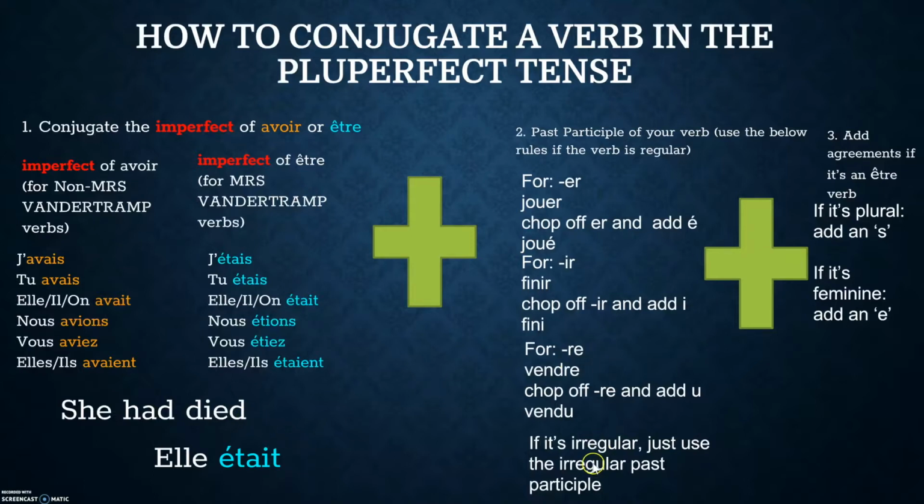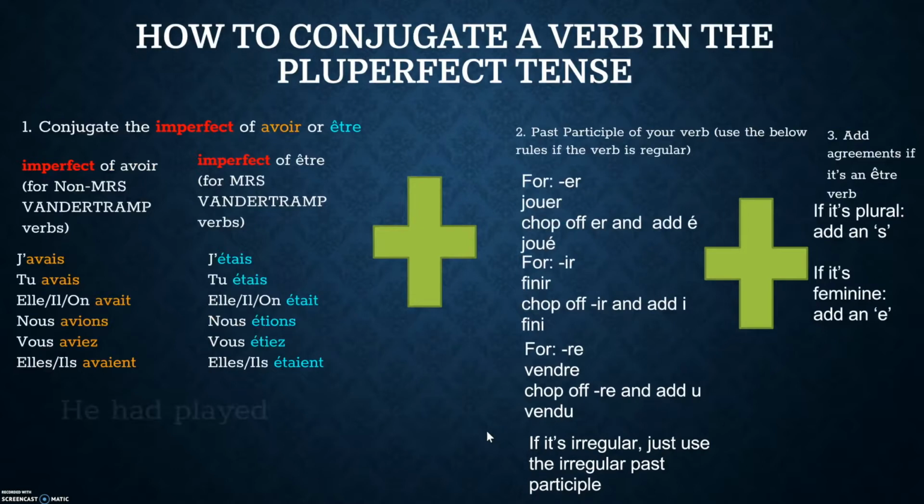And then the past participle, which is the exact same as the past tense. The past participle of mourir is sadly irregular. We recall that the irregular past participle of mourir is mort, M-O-R-T, and then we ask ourselves, do we need to add agreements? Yes, it's a Mrs. Van der Tramp verb, so it's an être verb. Is it plural? No, it's referring to one person. Is it feminine? Yes, we're talking about a girl here. So we're going to add an E onto that participle, so morte. So M-O-R-T is the irregular past participle of mourir, the verb to die, and E is an agreement.